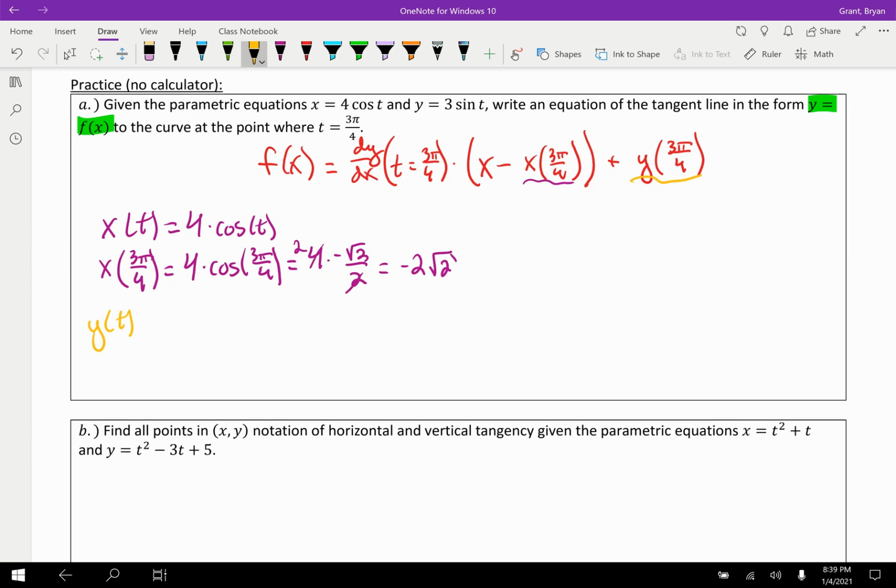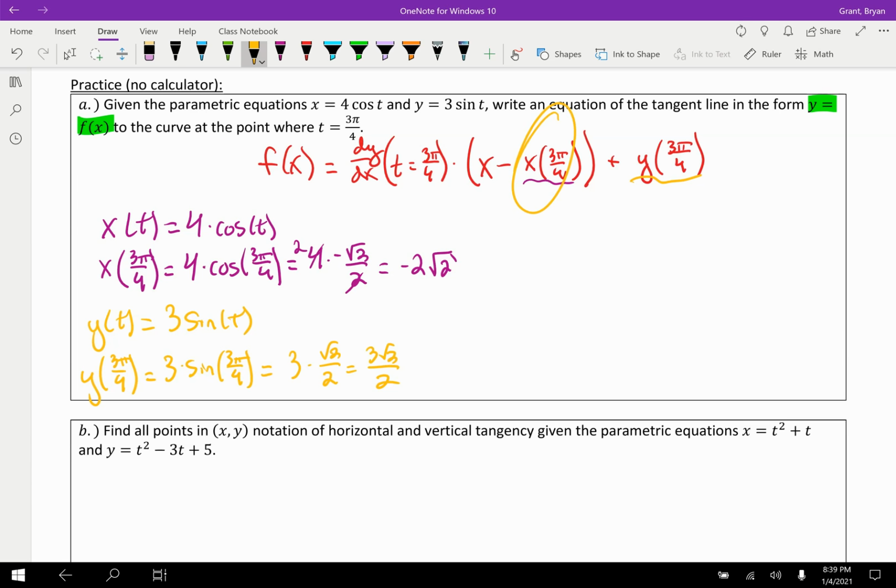Then we, of course, have our y of 3 pi over 4. I think this is going to be pretty similar. We know that y is 3 sine of t, and so y of 3 pi over 4 becomes 3 times sine of 3 pi over 4. Sine is the y, which is positive in the second quadrant, so positive root 2 over 2, and so we end up with 3 root 2 over 2.